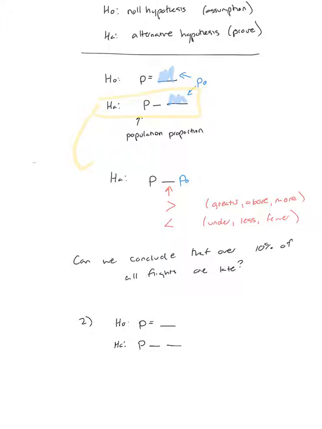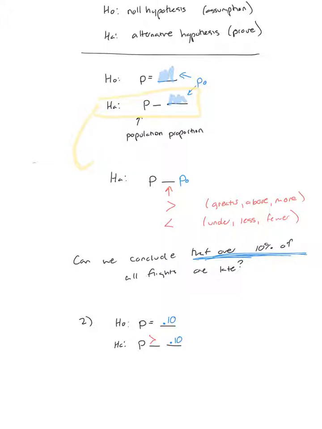So that is, because I'm trying to conclude that over 10% of all flights are late, I'm going to assume in the beginning that it's actually exactly 10% of flights that are late. So H naught will be P equals 0.10. That's what I'm going to assume, but not what I'm going to try and prove. I'm trying to prove that over 10% of all flights are late. So I'll put the 0.10 there, and I'll put greater than there, because I'm trying to show that, once again, it's over 10% of flights that are late.